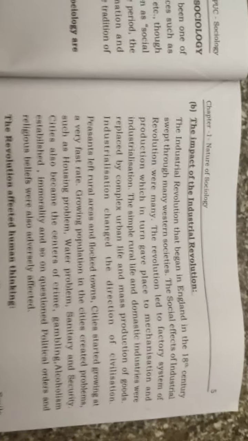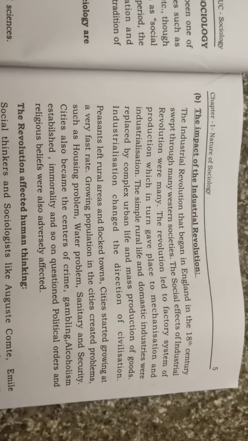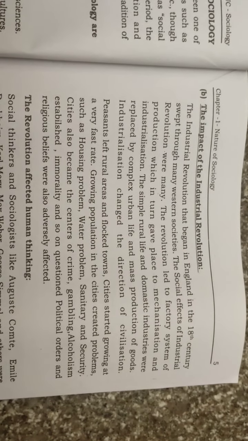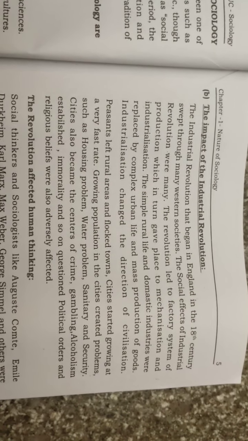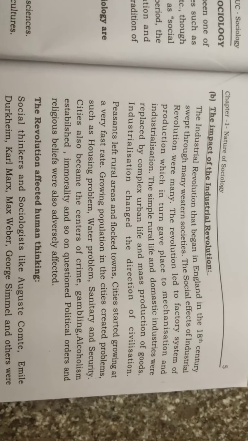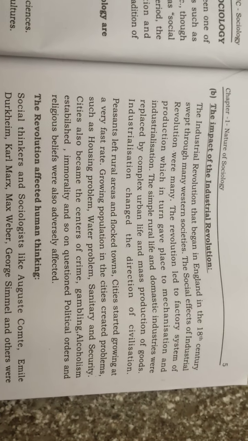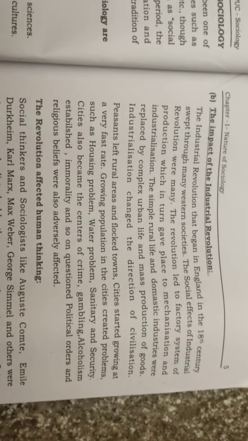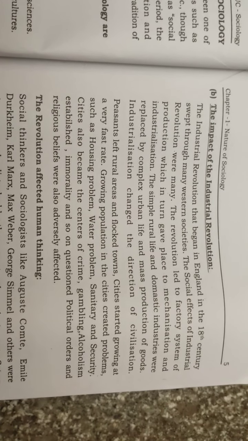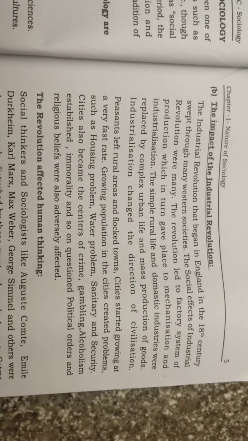Next, moving on, the impact of the industrial revolution. The industrial revolution that began in England in the 18th century swept through many Western societies. So all over Western societies like Europe, Germany, etc., the industrial revolution was happening. The social effects of the industrial revolution were many. The revolution led to the factory system of production, which in turn gave place to mechanization and industrialization. So what happens? When the industrial revolution came, man was replaced by machine.